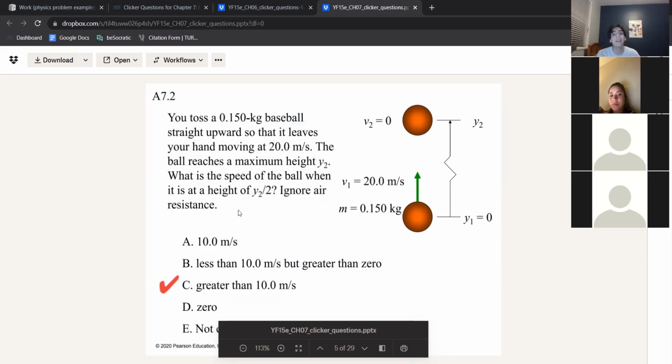My reason, I put A just for midpoints, but C makes sense because we're kind of making an approximation in that sense. There's no way to tell if it would be exactly 10 meters per second if we were ignoring air resistance at that point.